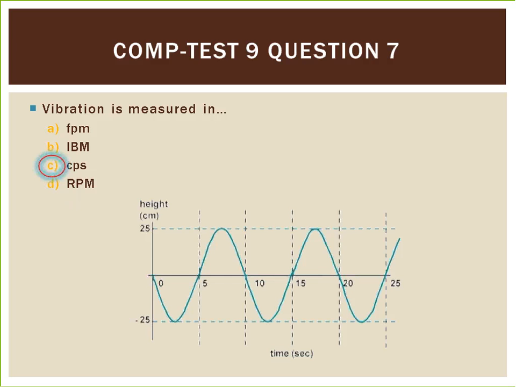Answer A is not correct because it is an acronym for feet per minute. Answer B is not correct because it is an acronym for a large computing corporation. And answer D is not correct because it is an acronym for revolutions per minute.